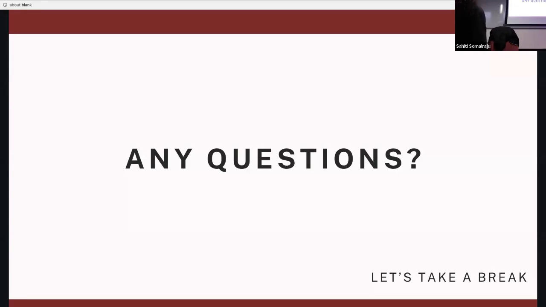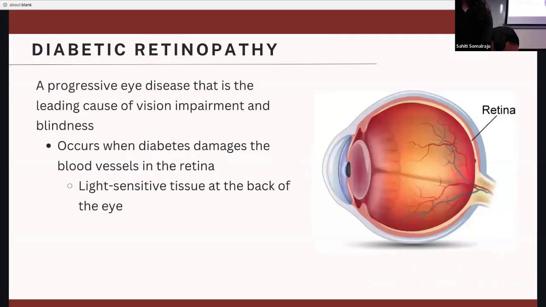So I wanted to share an application of using machine learning for disease diagnostics or clinical research. This is a project that I'm doing right now. Before I get into it, I want to give a little bit of background. My project is focused on diabetic retinopathy, a progressive eye disease that is the leading cause of vision impairment and blindness, and it occurs when diabetes damages the blood vessels in the retina. So this is the retina of the eye. It's the tissue in the back of it, and this is the light-sensitive tissue.